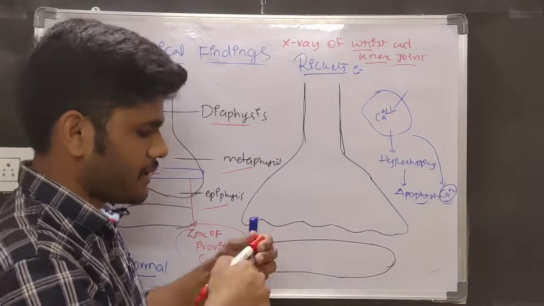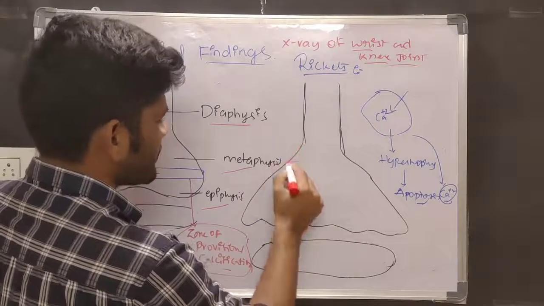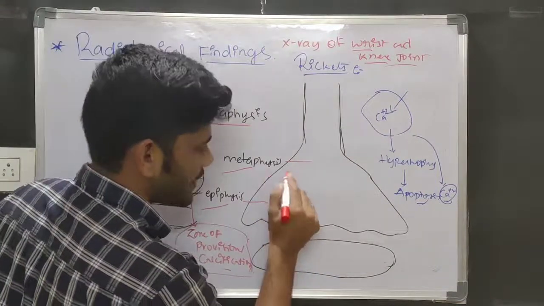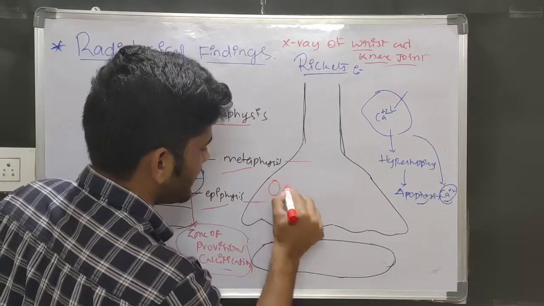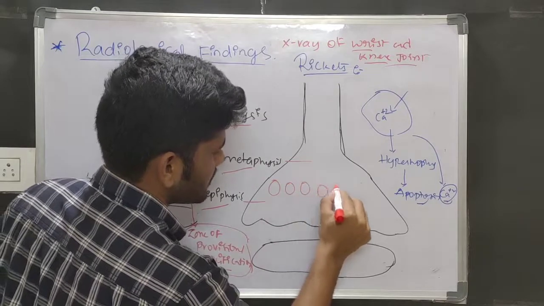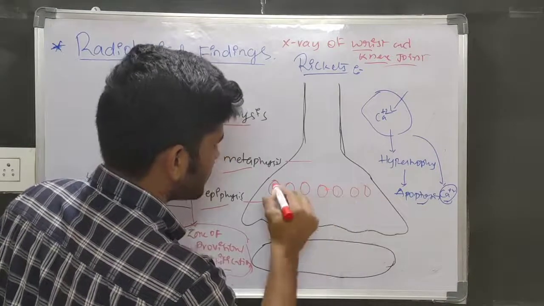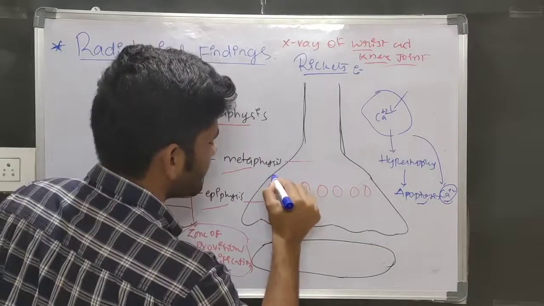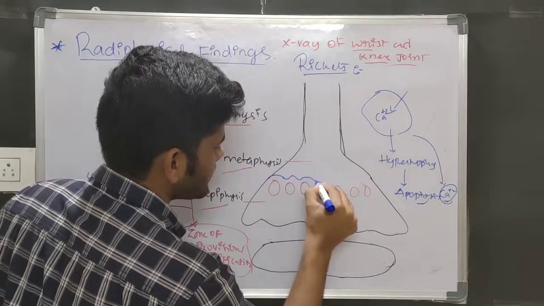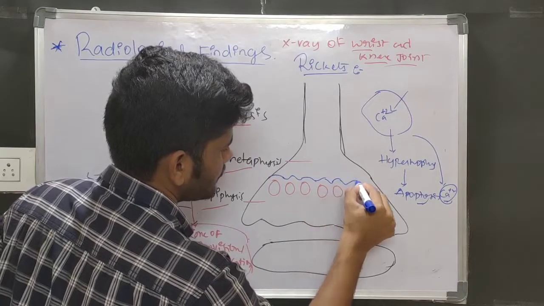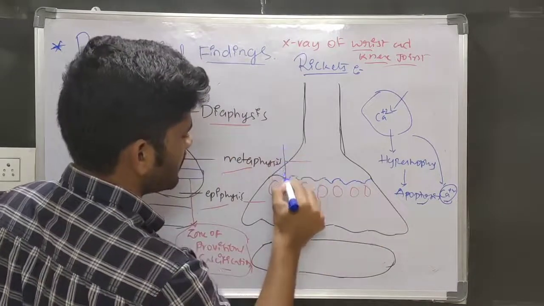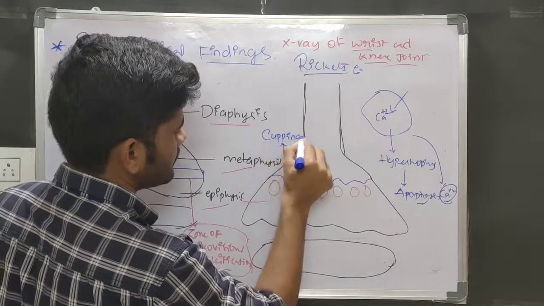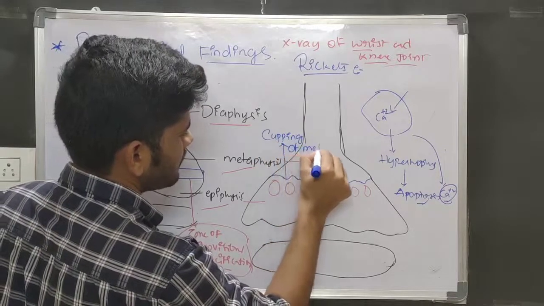And apart from that, this is the metaphysis, this is the epiphysis. In between the epiphysis and metaphysis, there is a high cartilaginous growth. Due to the high cartilaginous growth, the metaphysis will be pushed or depressed like this. This is called cupping of the metaphysis.